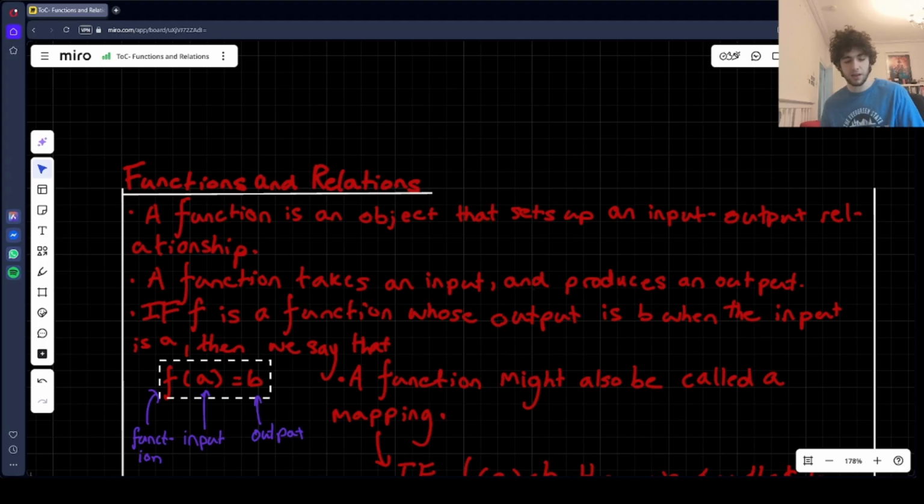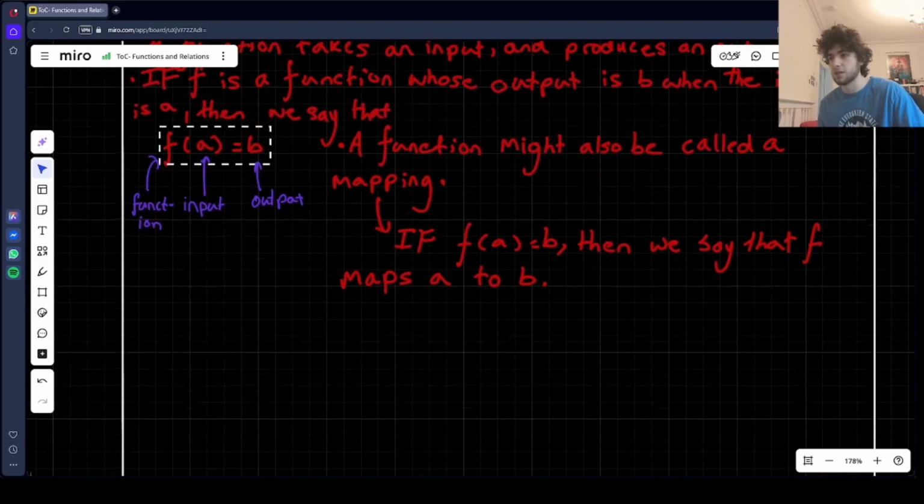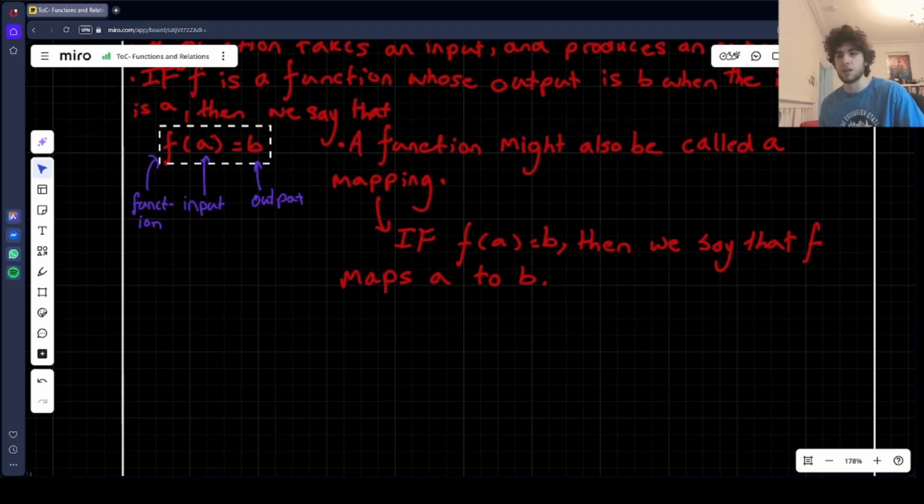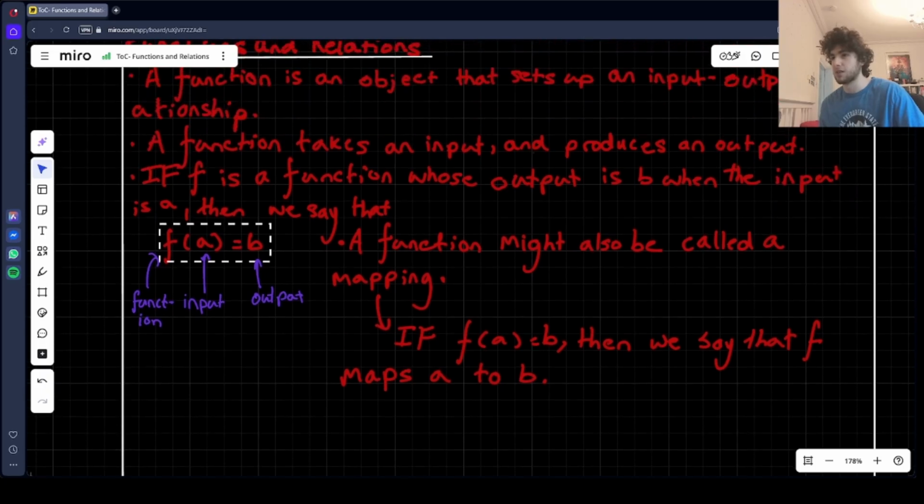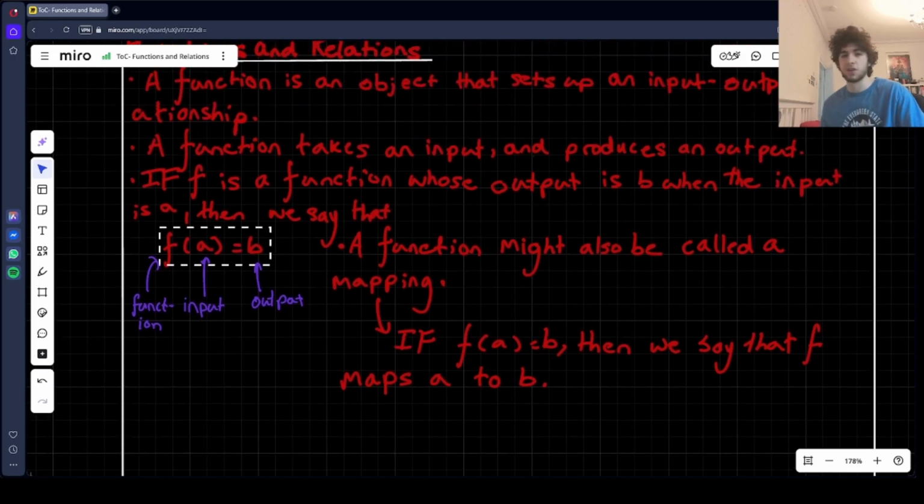That's the same thing as what this notation is saying, in the sense that when I plug some input a into my function, I get an output of b. It's just saying it in a different way, a more mathematically nice written explanation. You can say it's a function whose output is b when the input is a, or you can just say that f is a function that maps a to b, which is more used mathematically. It's just another way of saying what we've been talking about.